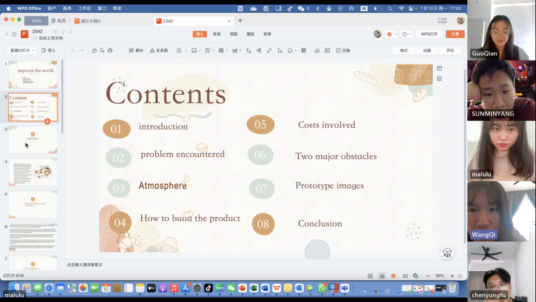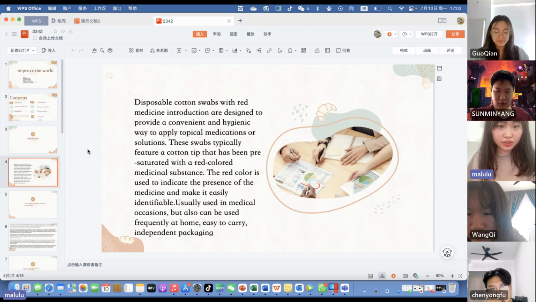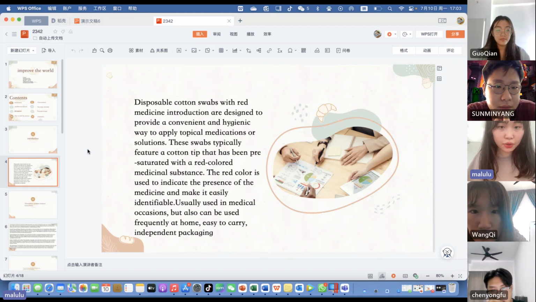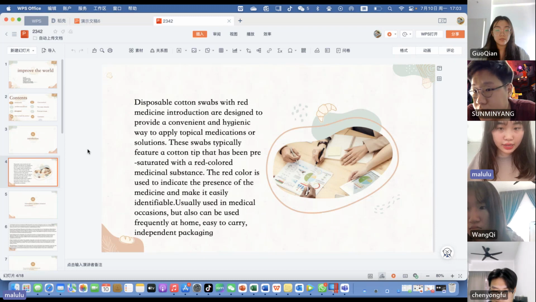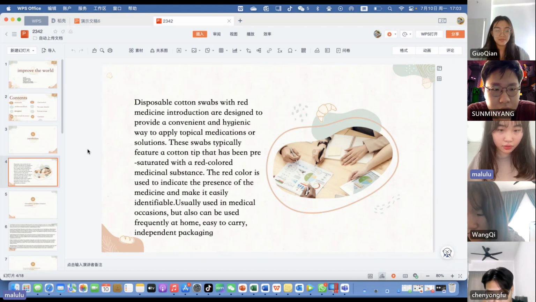Okay, the first part is introduction. Disposable cotton swabs with red medicine are designed to provide a convenient and hygienic way to apply topical medications or solutions. These swabs typically feature a cotton tip that has been pre-soaked with a red-colored medical substance. The red color is used to indicate the presence of the medicine and make it easily identifiable. Usually used in medical occasions, but also can be used frequently at home, easy to carry, and independent packaging.